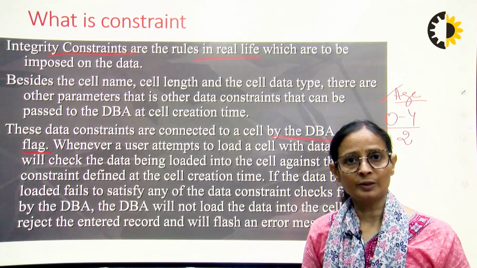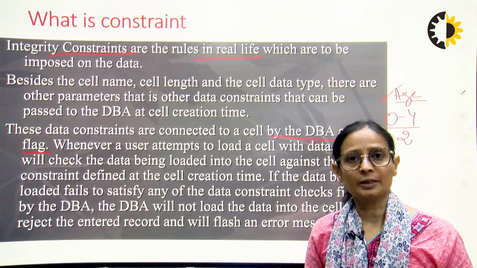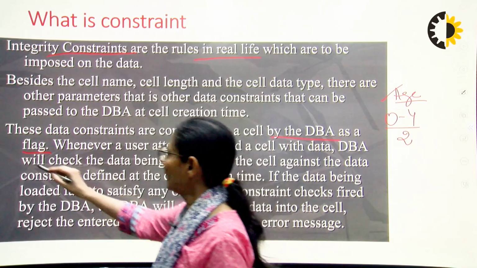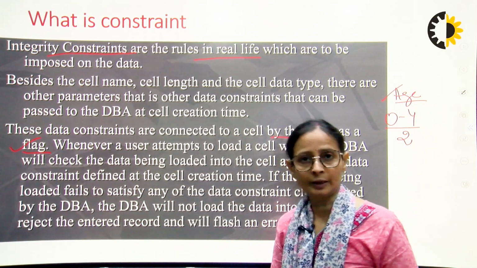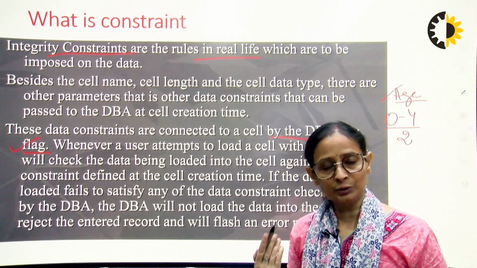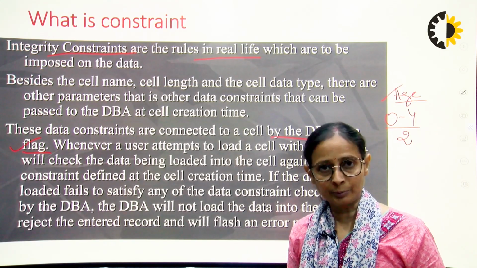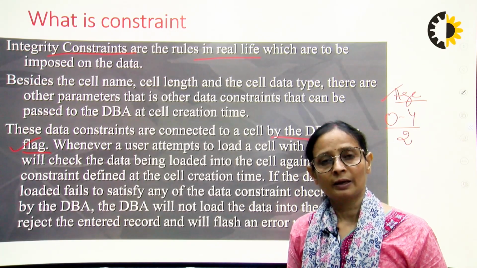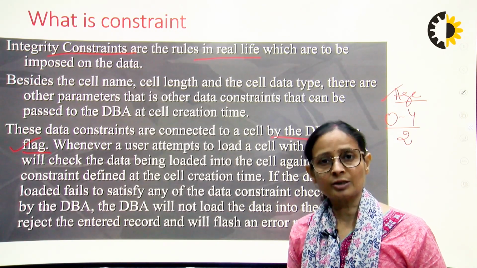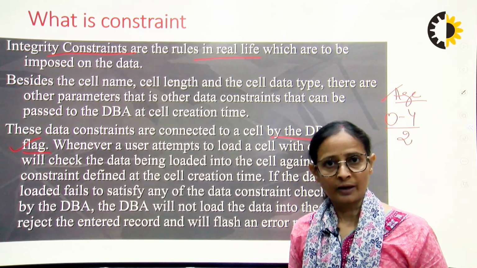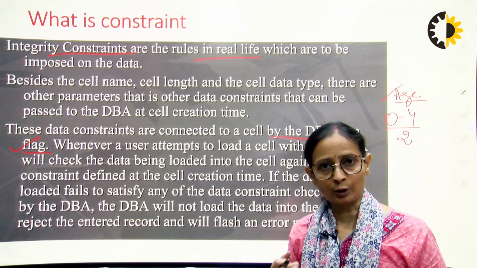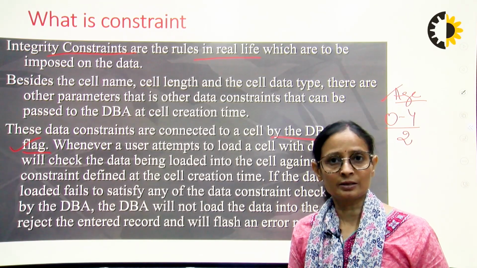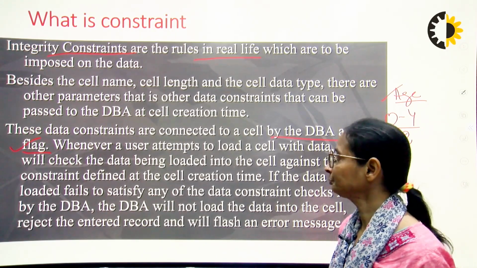So how is it being done? Whenever you set a constraint on a particular field, a corresponding flag is set in the table description. Whenever you are entering data in that table, at that time all such flag values are checked against the newly entered row. If there is some problem, then the problem is reported to the user. Otherwise, that particular data is entered in the table.